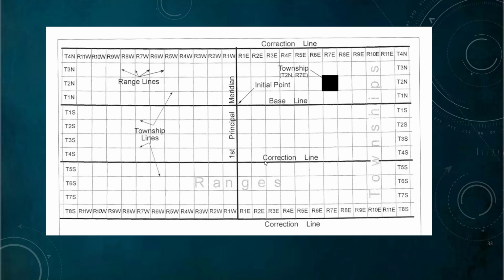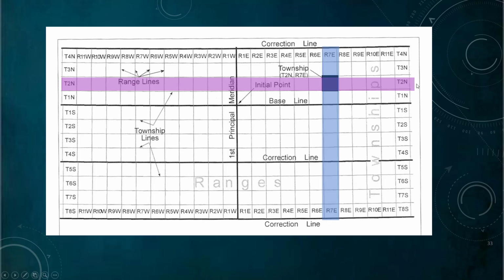And then we reference the township first, and then the range second. So in this particular case, our township is 2 north and our range is 7 east. So this particular reference would be township 2 north, range 7 east, first principal meridian. All right, so let's practice a few of these.